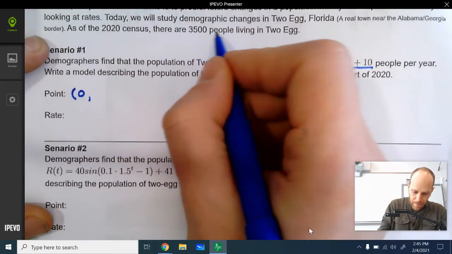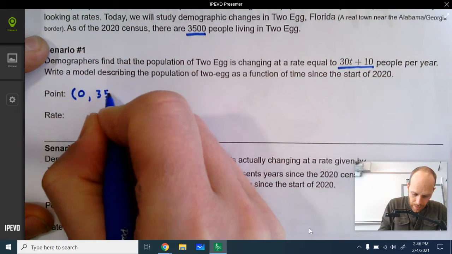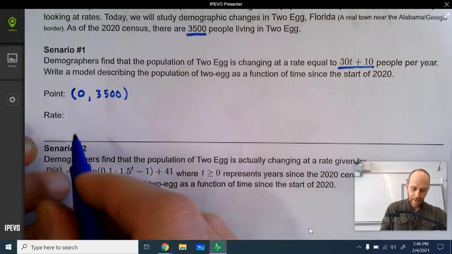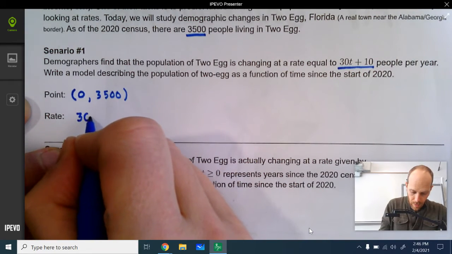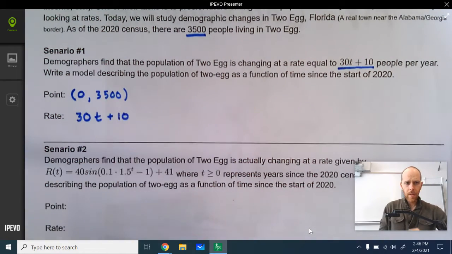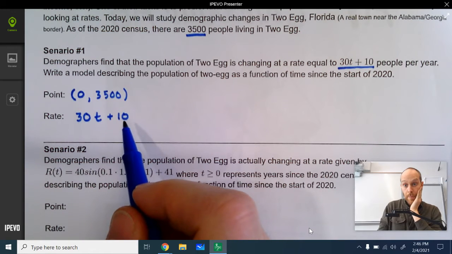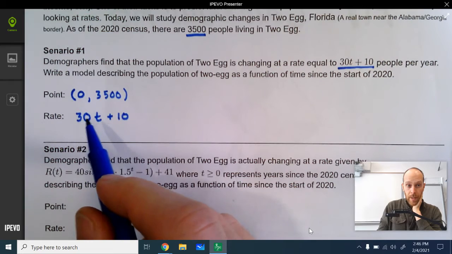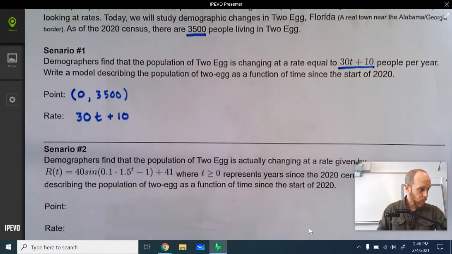there are 3,500 people living in the town of 2EG. And our rate is given by 30t plus 10. So for instance, at time 0, we're going up at a rate of 10 people per year. And 1 year later, we're going up at a rate of 30 times 1 plus 10, which is 40, so 40 people per year.